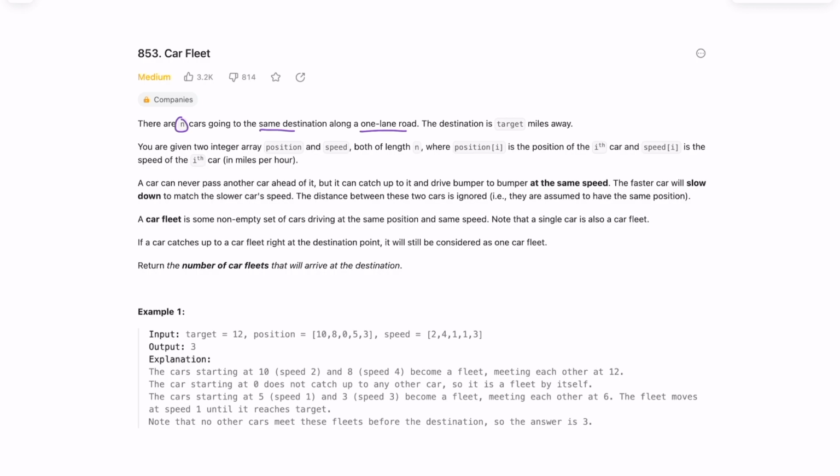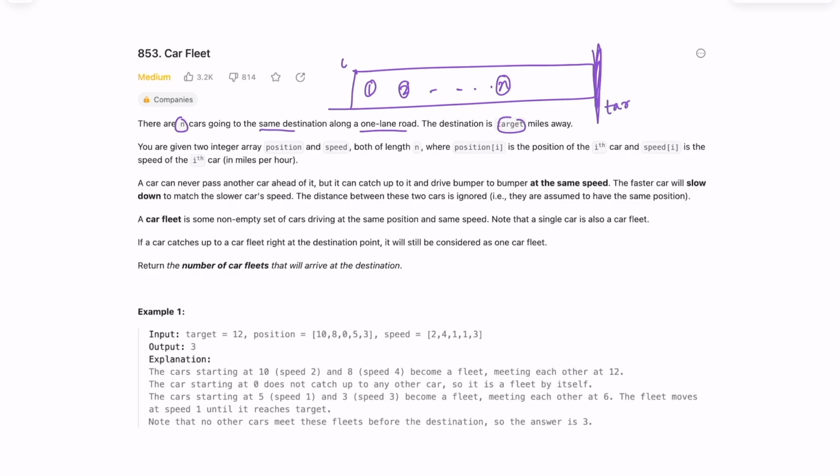The destination is target miles away. So there's a one-lane road and there are n cars on it. All of them are going to the same destination. Let's call the end of the road the destination. And this destination is target miles away from the beginning of the road.